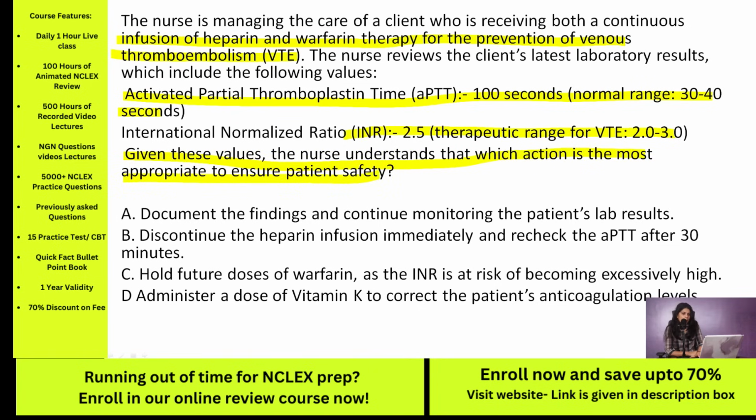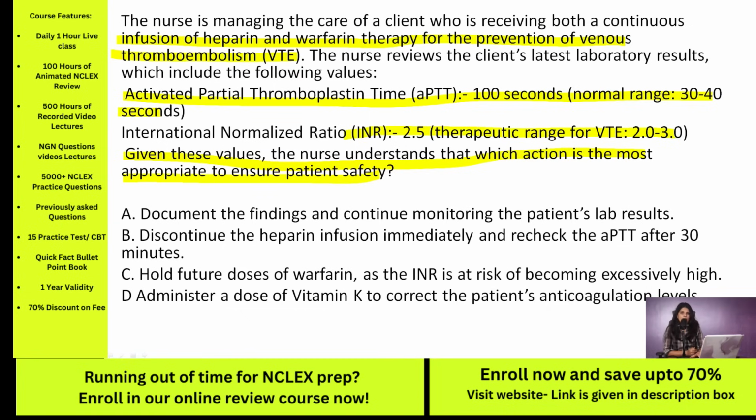Let's carefully go through the answer options together. Option A, document the findings and continue monitoring the patient's lab results. Option B, discontinue the heparin infusion immediately and recheck the activated partial thromboplastin time after 30 minutes. Option C, hold future doses of warfarin, as the international normalized ratio is at risk of becoming excessively high. Option D, administer a dose of vitamin K to correct the patient's anticoagulation levels. Now let's assess which option most directly addresses the critical safety concern in this situation.